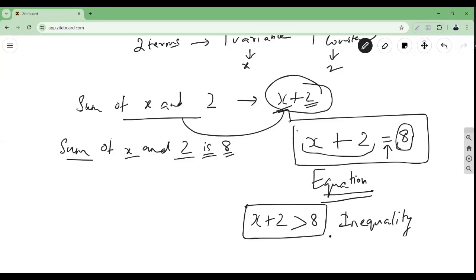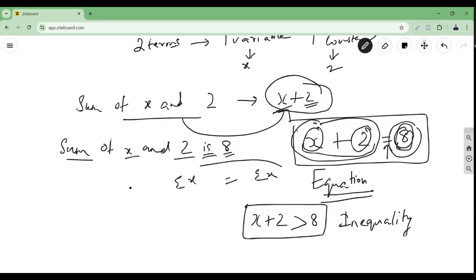Understood? So x plus 2 is an expression. 8 is also an expression, but this 8 does not have a variable. It is only a constant. 8 is also a term. x is a term, 2 is a term, 8 is a term. x plus 2 together is called an expression, and 8 is an expression as well. But when one expression is equal to another expression, then this entire thing becomes an equation, because it has an equal to sign. So you've understood the various different names, right?